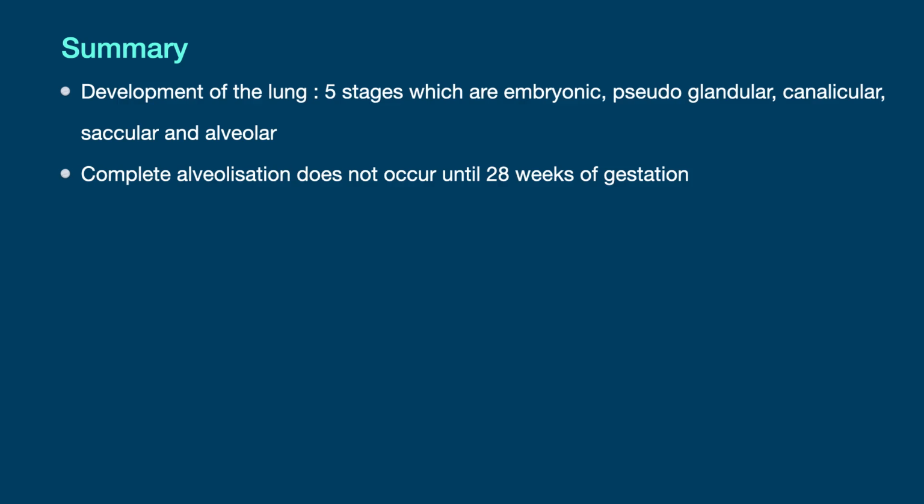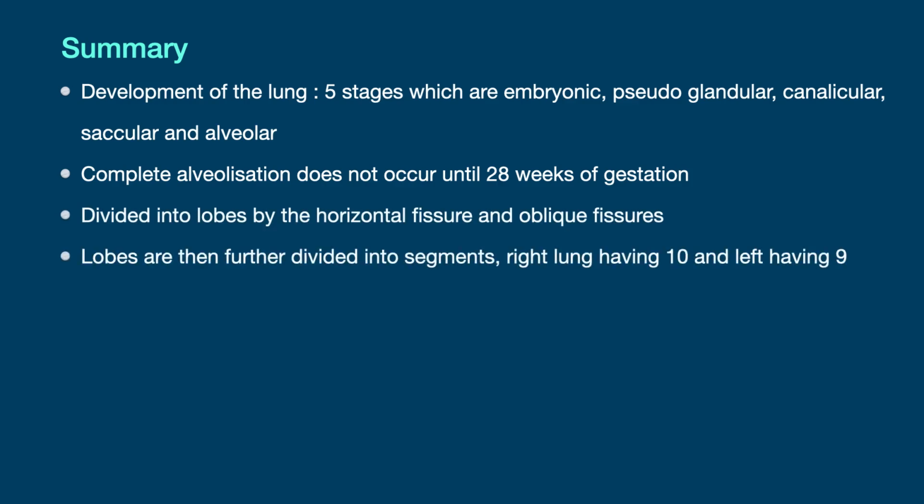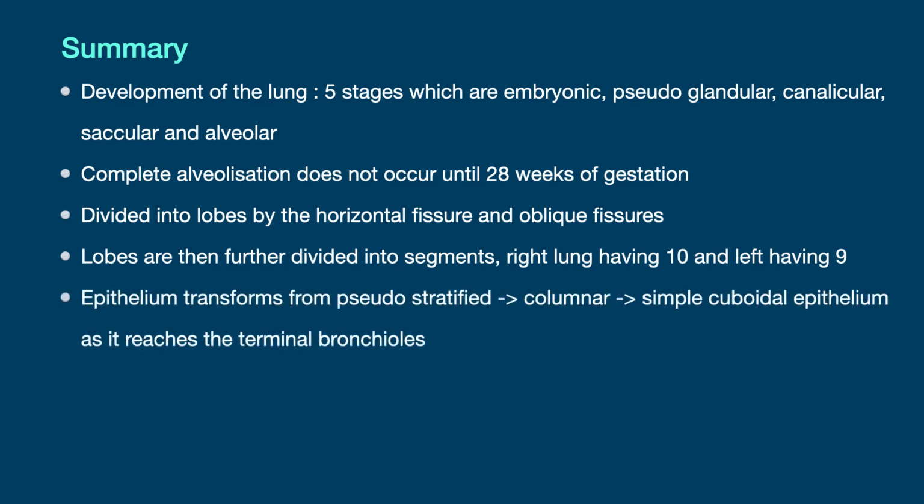The lungs are divided into lobes by the horizontal and oblique fissures. The lobes are then further divided into segments, right having 10 and left having 9. The epithelium of the respiratory tract transforms from pseudostratified columnar into simple cuboidal epithelium as it reaches the terminal bronchioles.